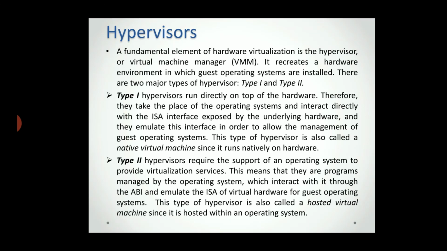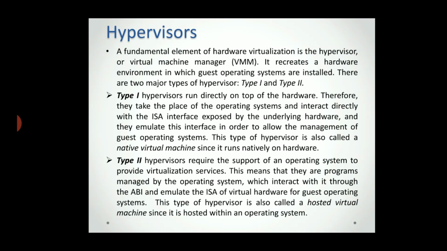Next we have hypervisors. A fundamental element of hardware virtualization is the hypervisor, also known as the virtual machine manager or VMM. It recreates a hardware environment in which the guest operating systems are installed. There are two major types of hypervisors, type 1 and type 2.